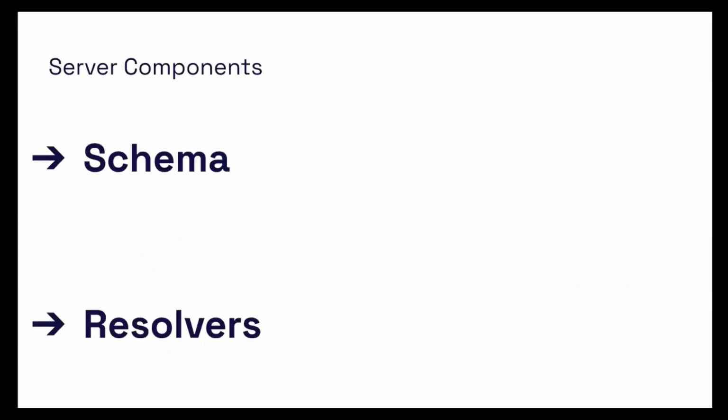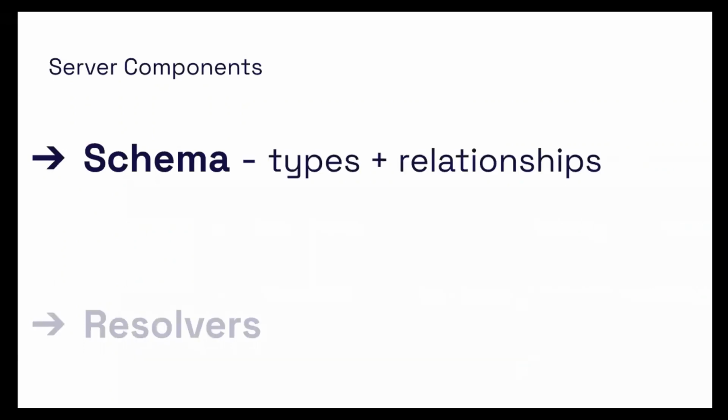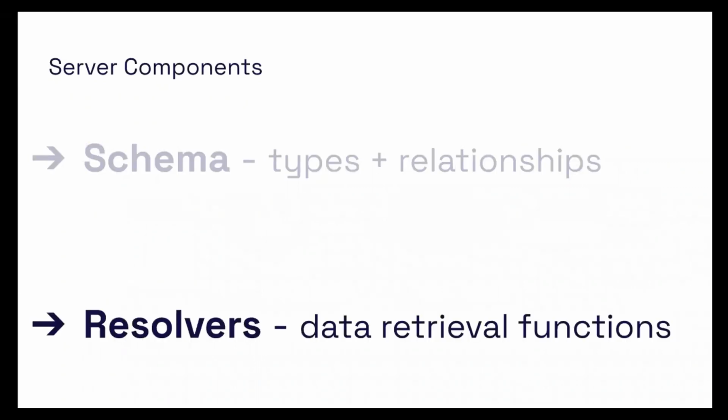The main components of a GraphQL server are schema and resolvers. A GraphQL schema defines the data types that can be requested and the relationships between types. Resolvers are functions that retrieve the requested data specified in the schema.